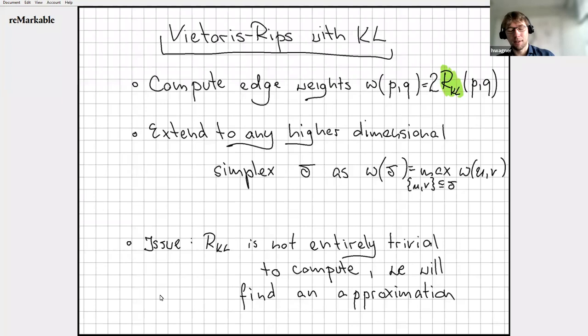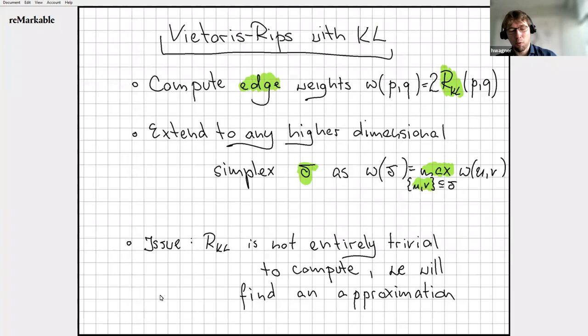So nothing new here. If we have a higher dimensional simplex, we just compute the maximum of pairwise distances over each of the edges. The only new thing is how we compute the edges, which is the nice thing about the Vietoris-Rips construction.